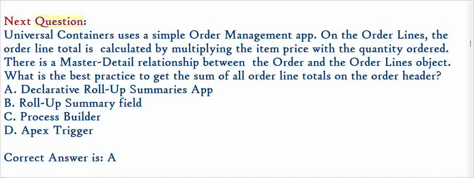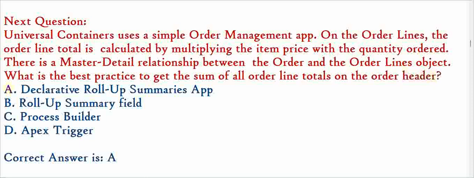Next question. Universal Containers uses a simple order management app. On the order lines, the order line total is calculated by multiplying the item price with the quantity ordered. There is a master detail relationship between the order and the order line's object. What is the best practice to get the sum of all order line totals on the order header?